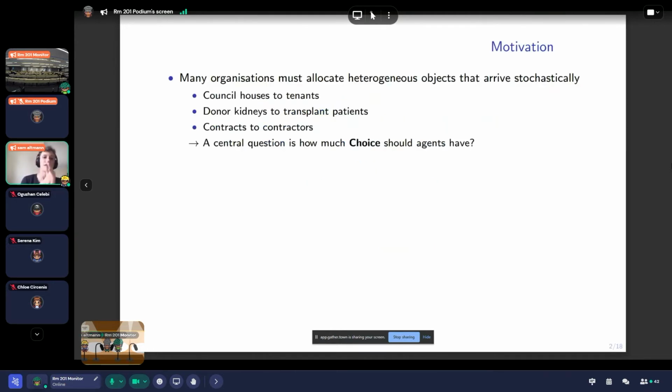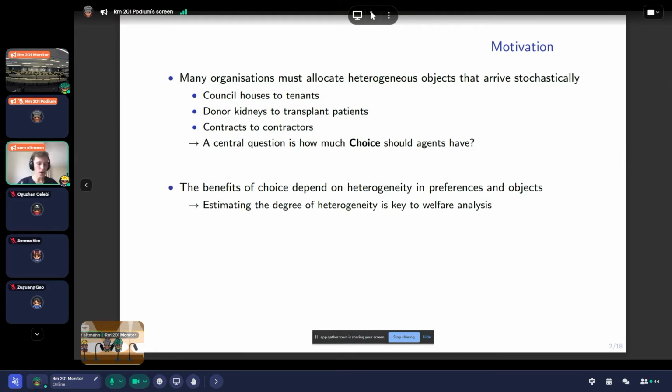Many organizations are faced with the problem of allocating scarce, heterogeneous objects that arrive stochastically. Councils have to allocate public housing among tenants. Hospital boards have to allocate kidneys among transplant patients. And a fundamental question is just how much choice should agents have? To what extent should agents be able to signal and act on their preferences in this environment?